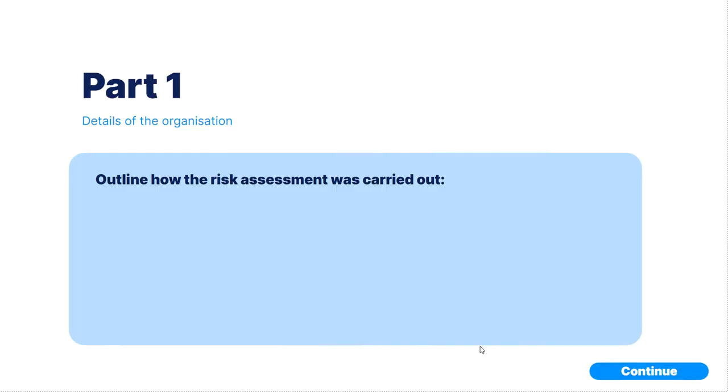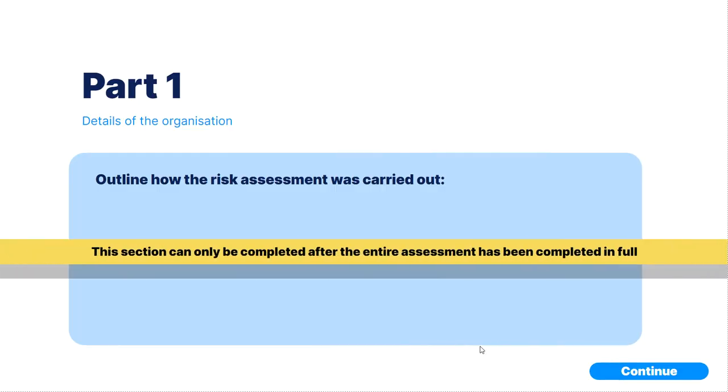The final section of Part 1 is about how the risk assessment was carried out. Please note that this part can only be completed at the end after the entire risk assessment has been completed in full. This includes parts 2, 3, and 4.